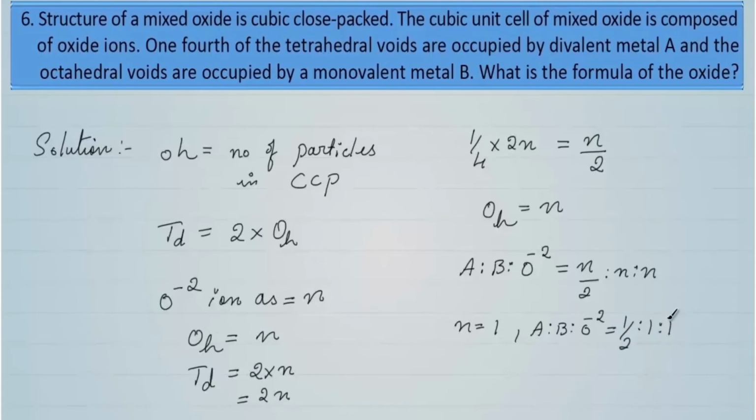On multiplying with the common factor of 2, the ratio becomes A is to B is to O^-2 is equal to 1 is to 2 is to 2. Therefore, the formula of the compound is AB2O2^-2.